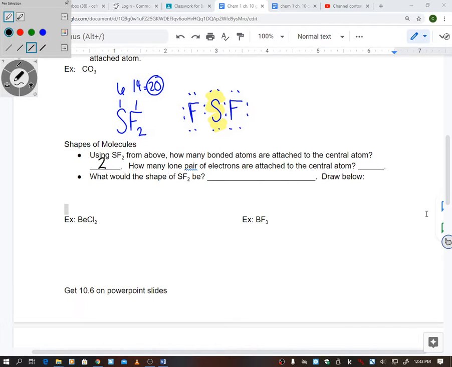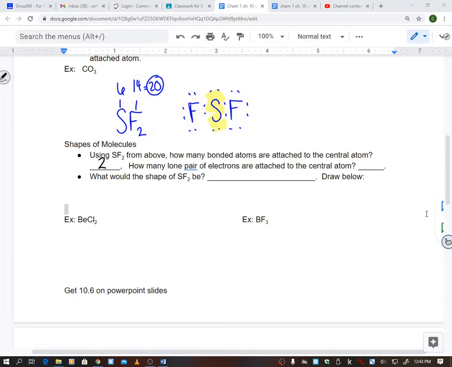How many lone pair of electrons are attached to the central atom? Well, the central atom is right here. Lone pair of electrons mean electrons that are not attached to another atom. So in this case, there are 2. So then what would the shape of SF2 be? And then it says to draw below.